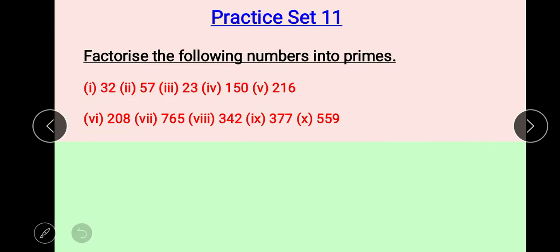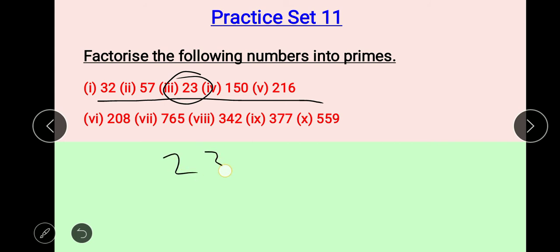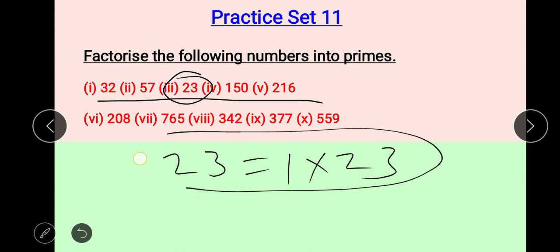In the same way, you can do all, students. For example, I'll take one more. Third one, 23. 23 is a prime number, students. Prime numbers are divisible only by themselves or by 1. So the factors of 23 will be 1 into 23 only, not any other number. So here you will write this answer. No need to factorize, no need to do any procedure for this 23, students.